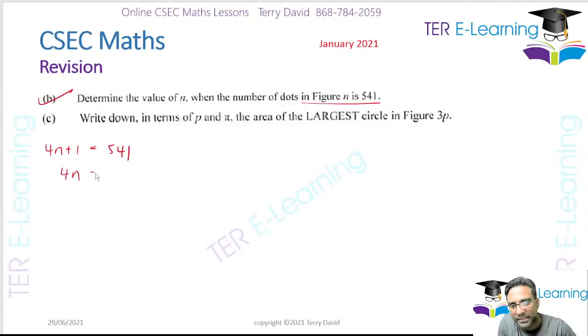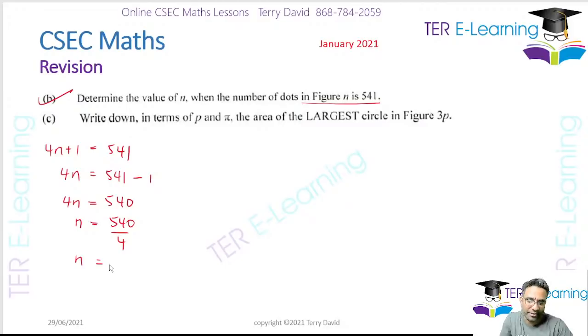So 4n is equal to 541 minus 1. So 4n is equal to 540. So therefore n is going to be equal to 540 over 4, right? And therefore n, right? So 540 divided by 4, you're going to get 135, right? So this here is 135. So that's figure number 135, right?